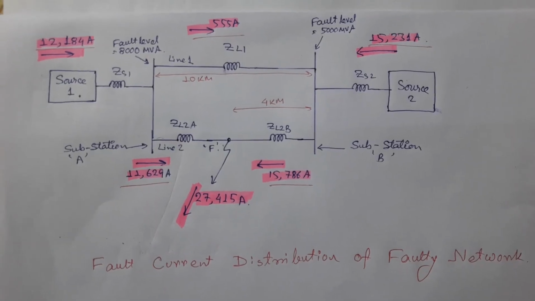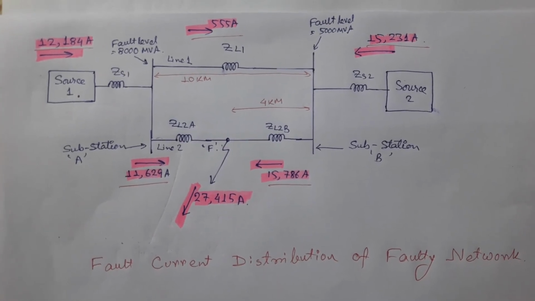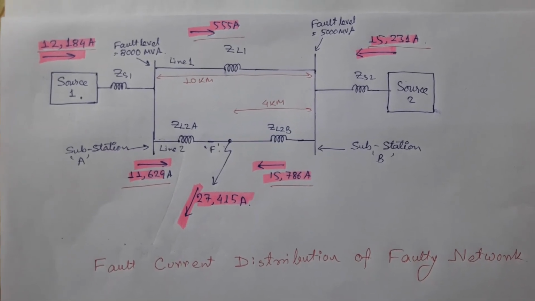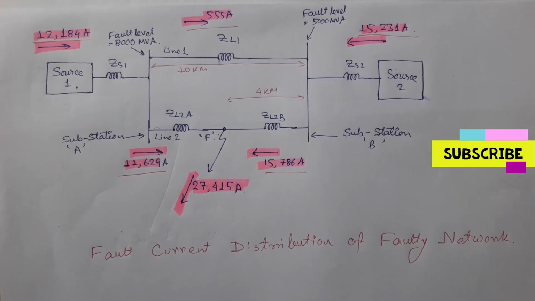Now, by superimposing source 1 and source 2, that means green and red current, we will get actual value of fault current with direction in this 33 kV network. Hope you understand this topic.